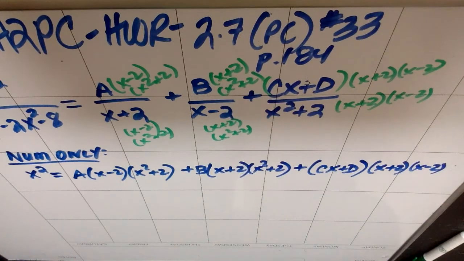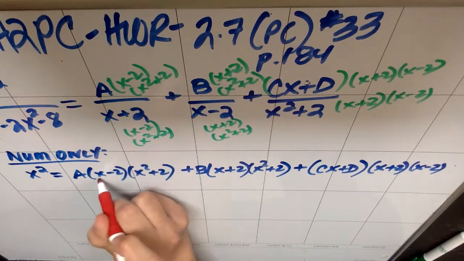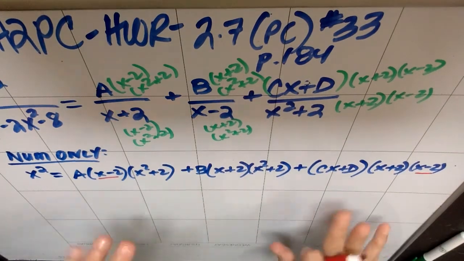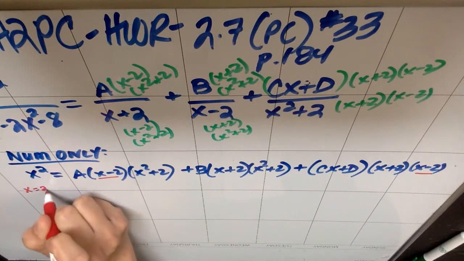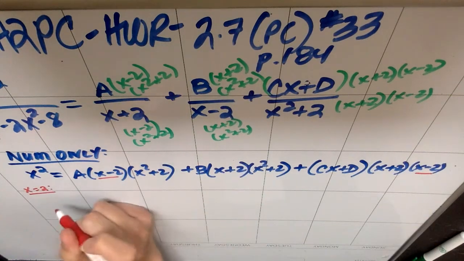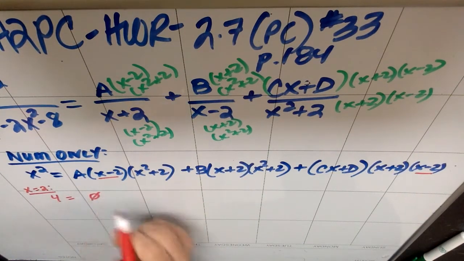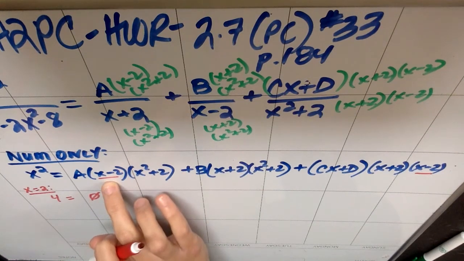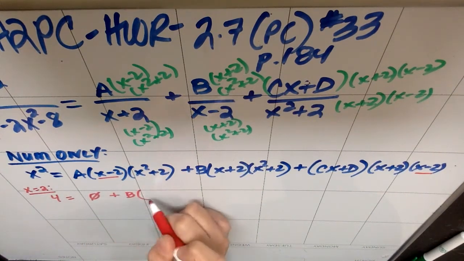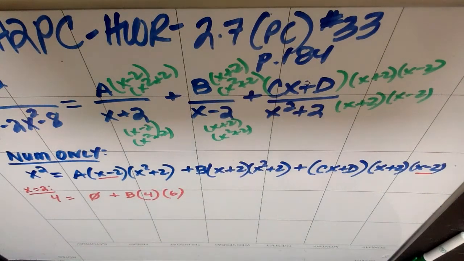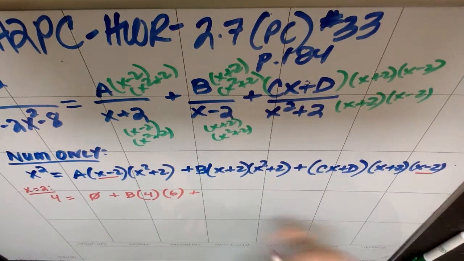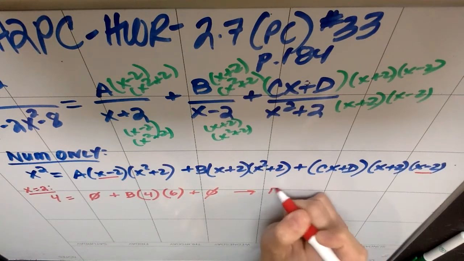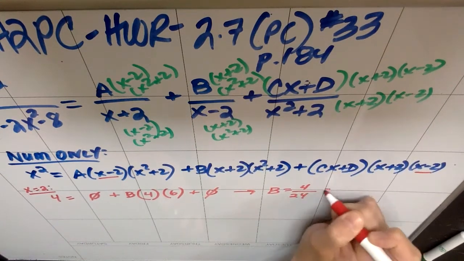Here's the thing to notice. This looks kind of crazy, right? But I can use clever substitution to find most, if not all, of these values. I can knock out any of the x minus 2's, which is the A and also the C and D, by picking x equals 2. If I plug in x equals 2, that's going to knock out anybody that had an x minus 2. So I'm going to get 4 on this side, 0 because this whole term will be knocked out by that 2 minus 2, plus B times 4 times 6, plus this whole thing is going to get knocked out, so this is going to be 0. So I end up getting that B is 4 over 24, or 1/6.